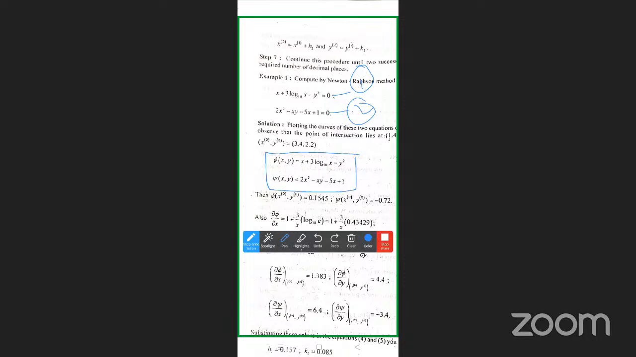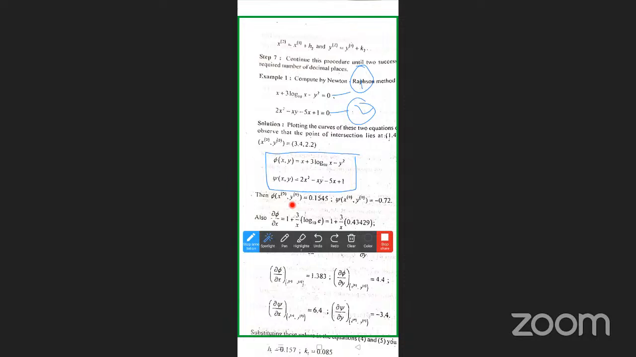So the first step is, assume the given equations phi of x comma y and psi of x comma y, and also identify x naught and y naught, which are the zeroth iterative values. Then phi of x naught comma y naught: substitute x naught and y naught in equation 1 and also equation 2. So that is 0.1544. The psi of x naught comma y naught is minus 0.72. So these are the phi comma psi at the zeroth iterative values: 0.15 and minus 0.72.